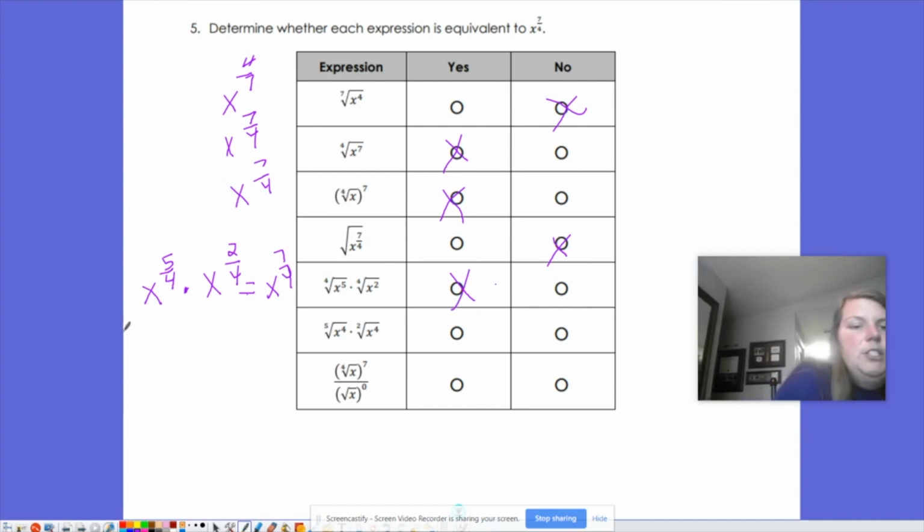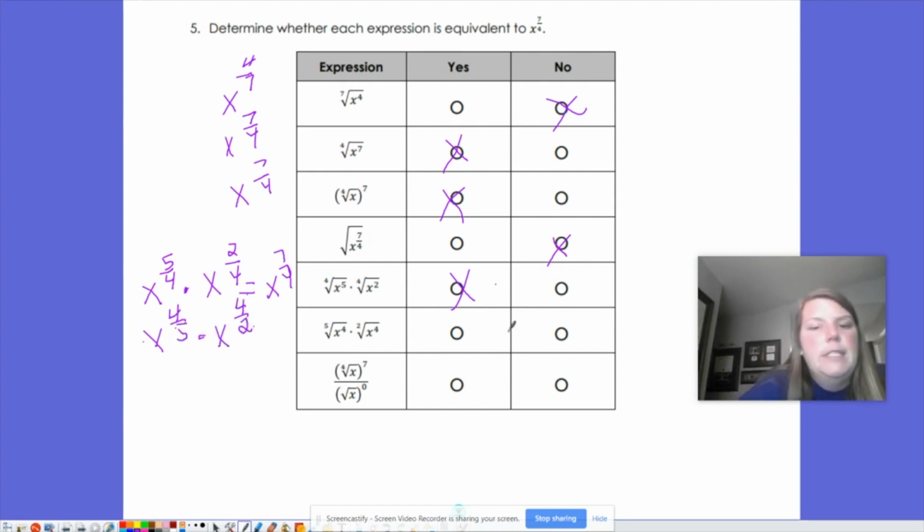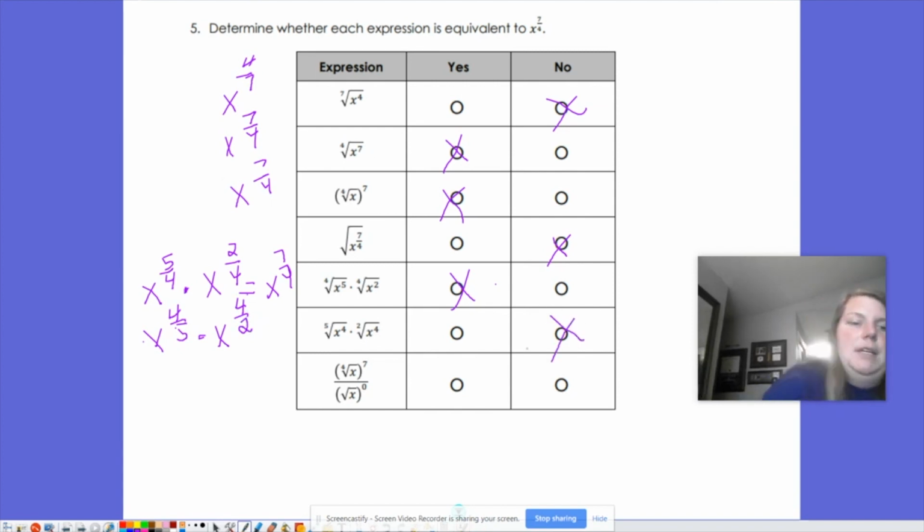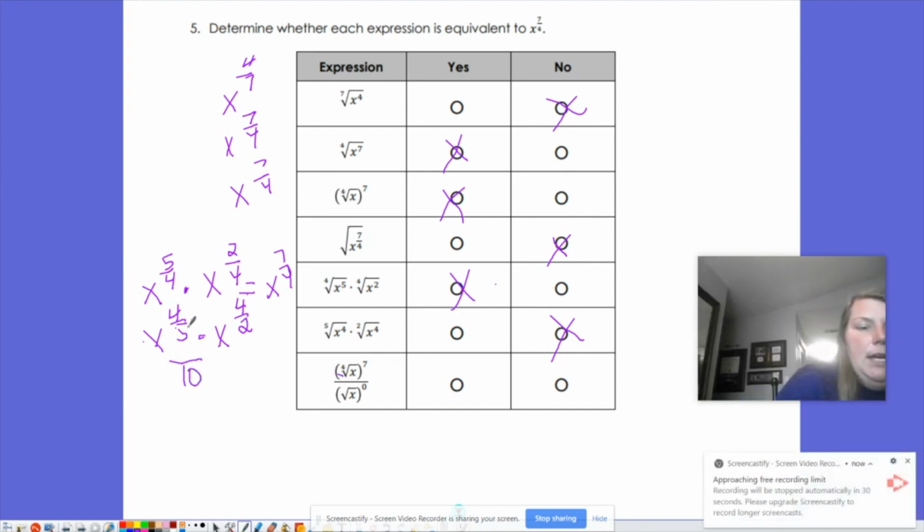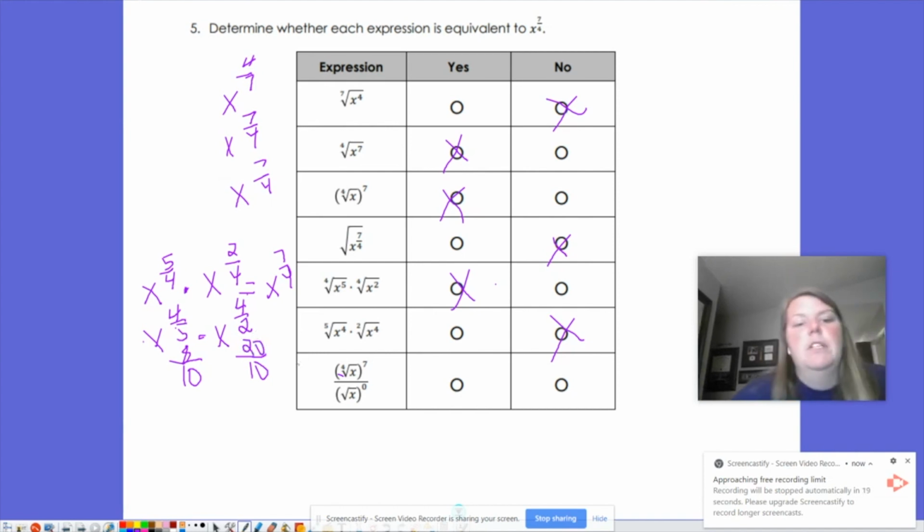Let's look at this one. So we have x to the 4/5 times x to the 4/2. And if we were to add those together, we would not get 7/4. We would get something different. Let's make sure what that is. So 10 would be our common denominator. So that would be 8 over 10 plus 20 over 10. 28 over 10 is not going to simplify to 7/4.